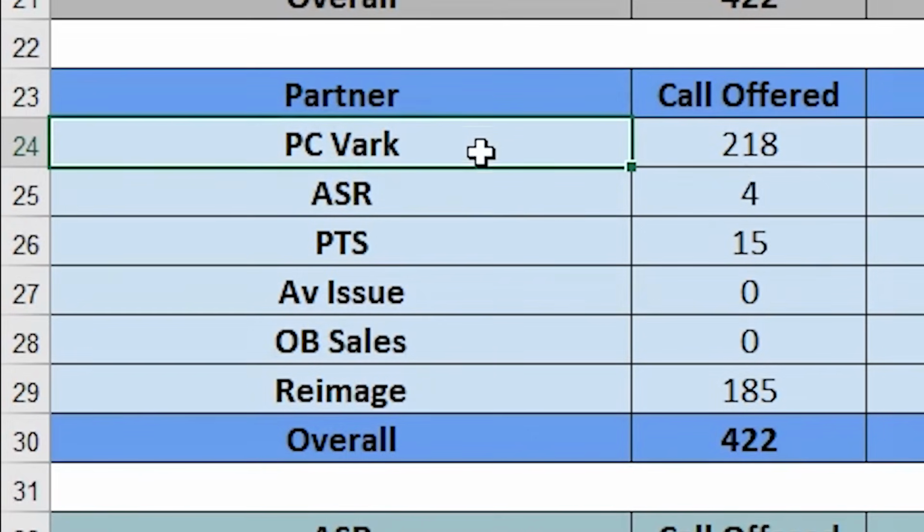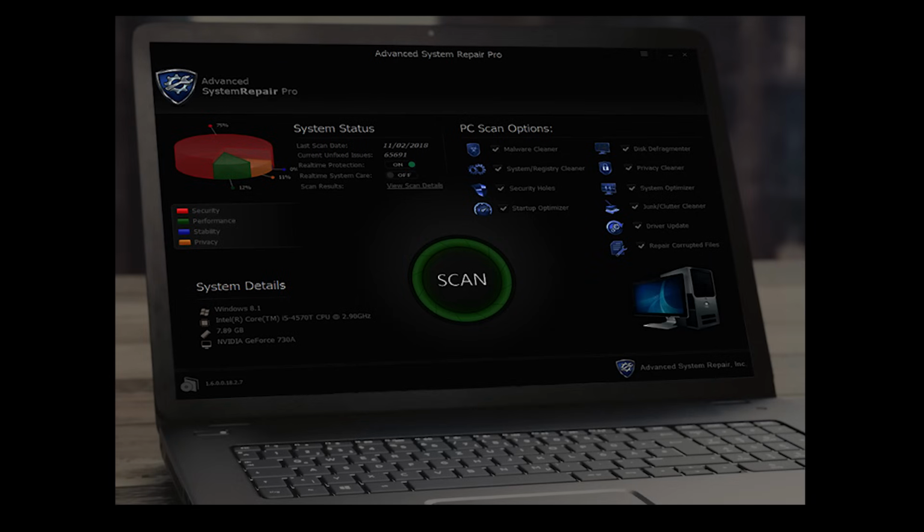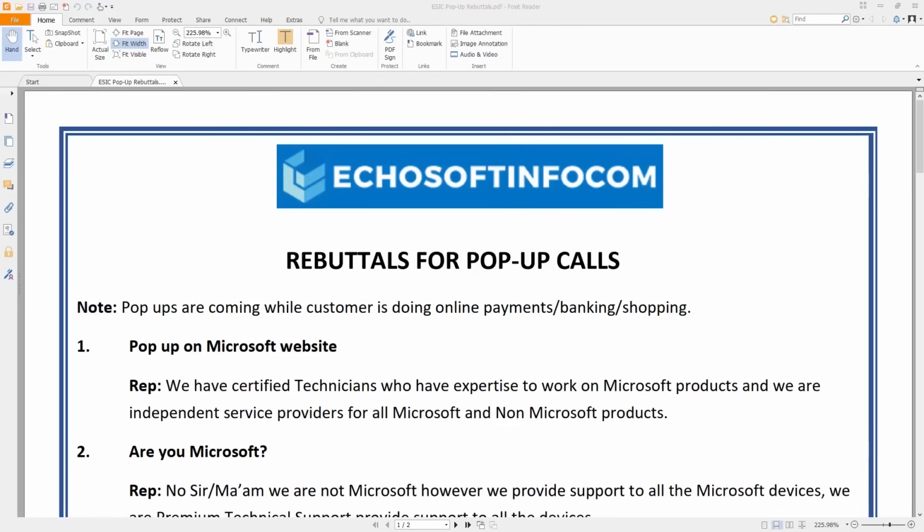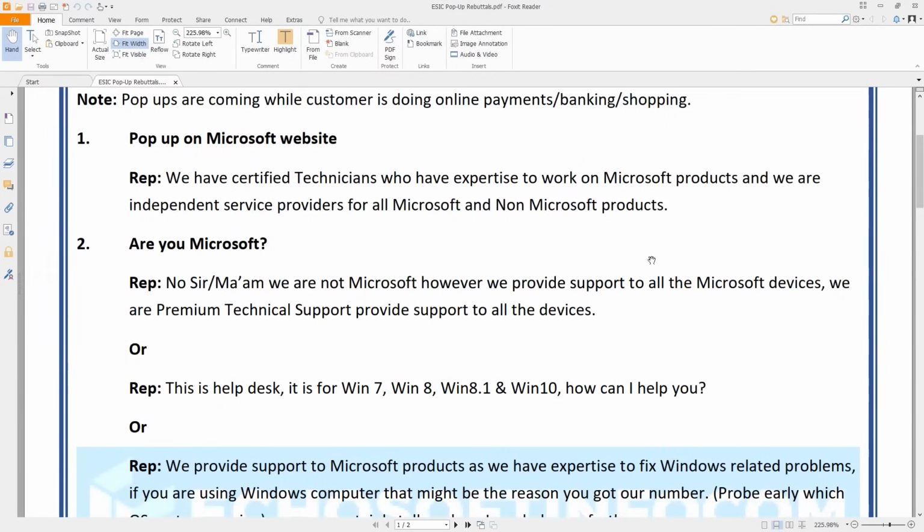Their other major source of revenue on this line is called ASR, and it's Advanced System Repair. ASR is yet more scareware, which is very similar to ReImage. And by taking calls from these three alone, they make over $50,000 per day. But is any of their work actually legitimate? I've received some internal documents from an insider, and it clearly indicates some very dodgy practices.